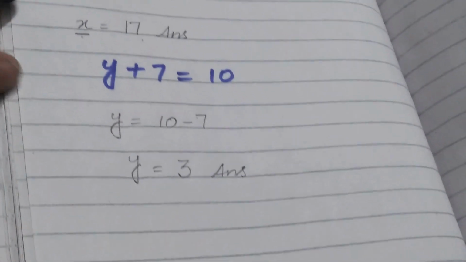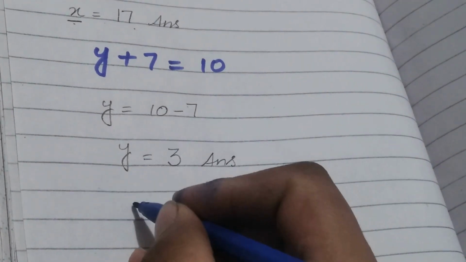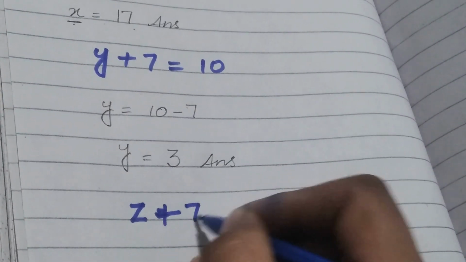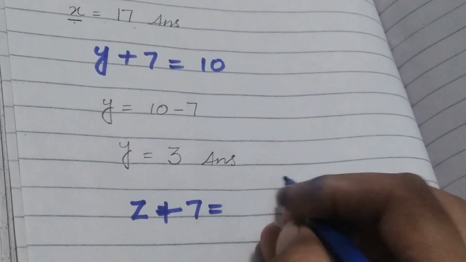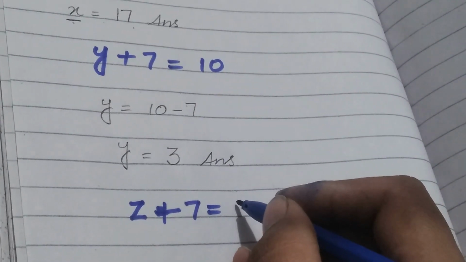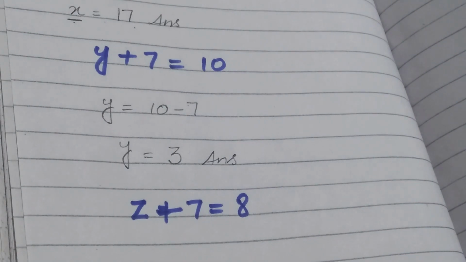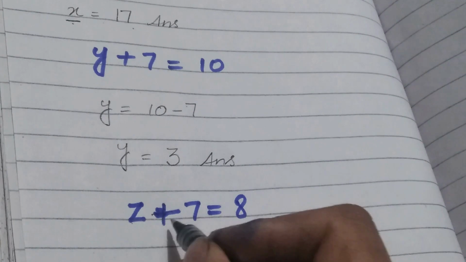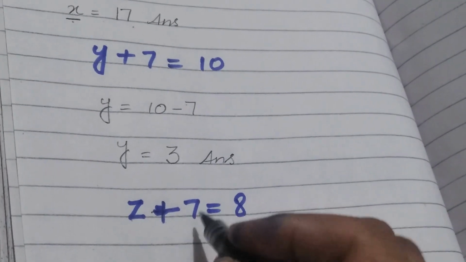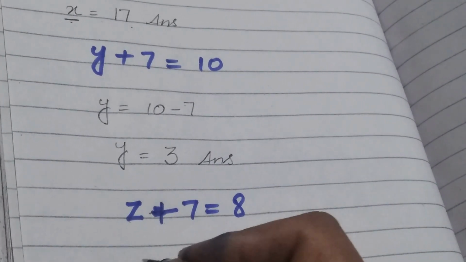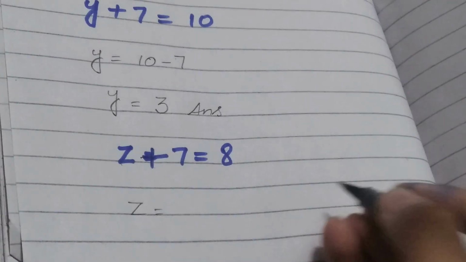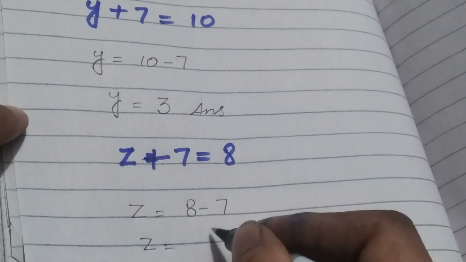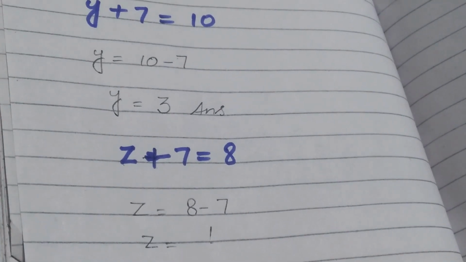Here I am going to find the value of z. z plus 7 equal to 8. Here is a question. I am going to find the value of z. z plus 7 equal to 8, and here 7 plus z equal to 8 minus 7 and z equal to 1. Understand?